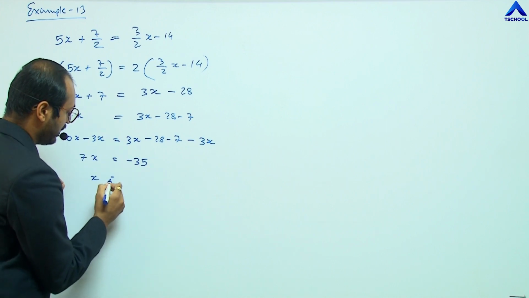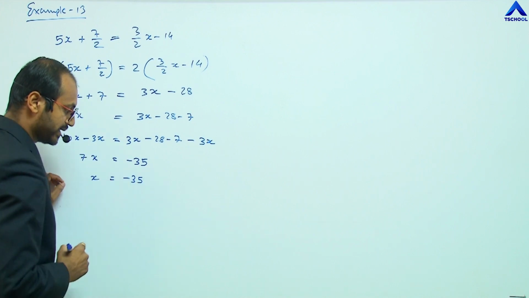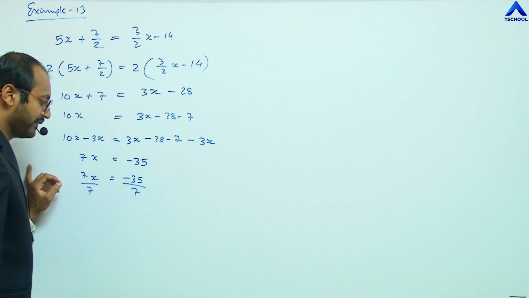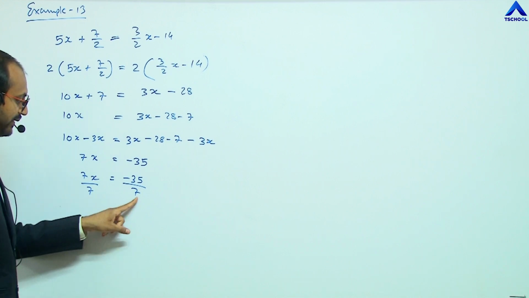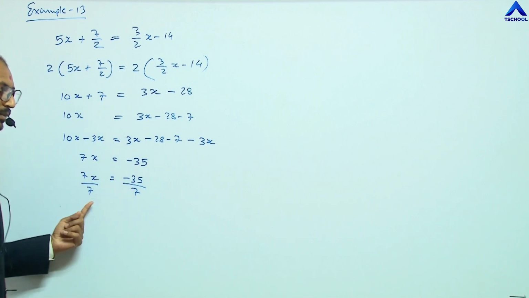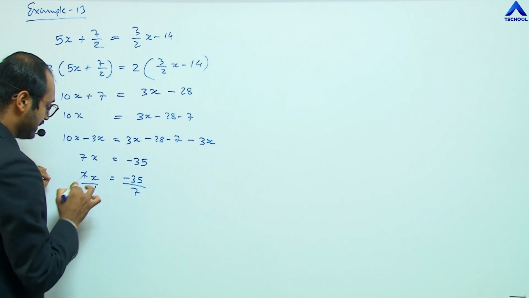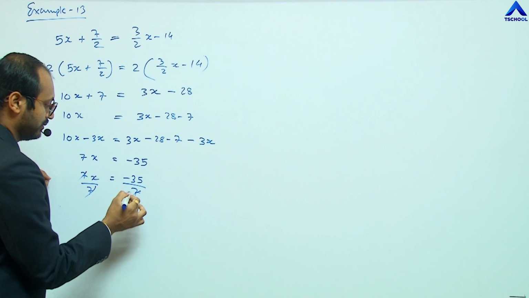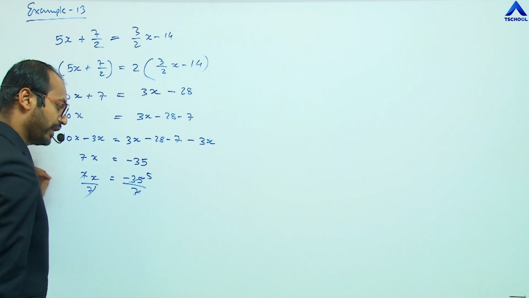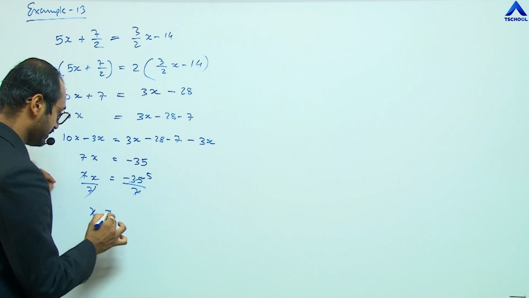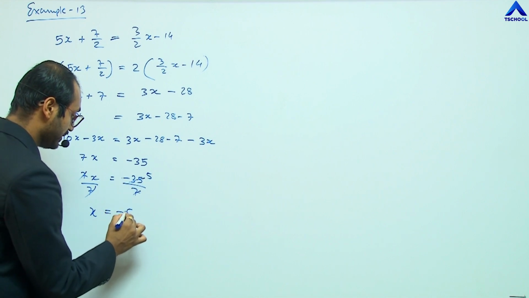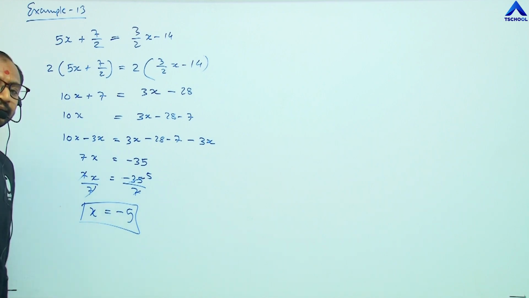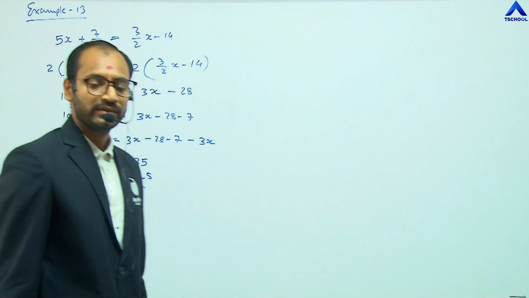Now let us divide by 7 on both sides. Here is division by 7. Here is 7 by 7. We are taking the division by 7 on both sides, so we can cancel here. Means 7 ones are 7. Here 7 fives are 35. So what is the answer? x equals minus 5. We got this answer. x is minus 5. Clear?